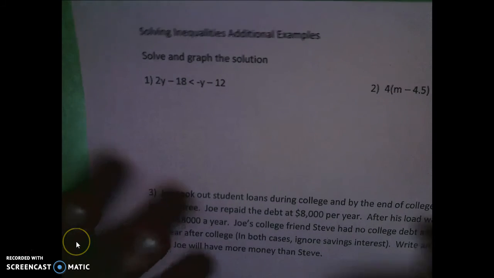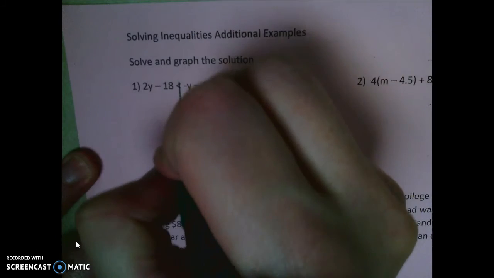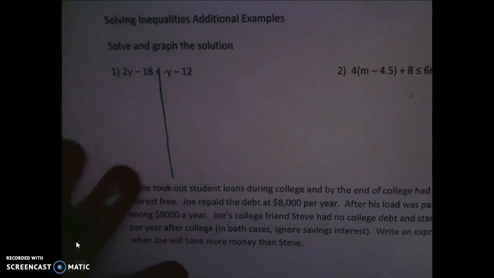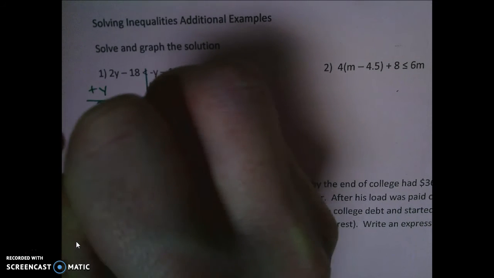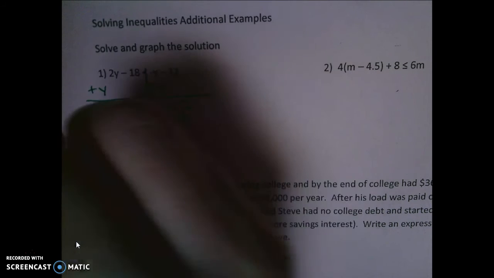All right, now we're going to go into the solving inequalities examples. So everything here is also the same, except if you multiply or divide by a negative. So let's see if that happens on these. So I'm going to start by getting y on the same side. So 3y minus 18 equals negative 12. Then I'm going to get the 18 out of there by adding it.